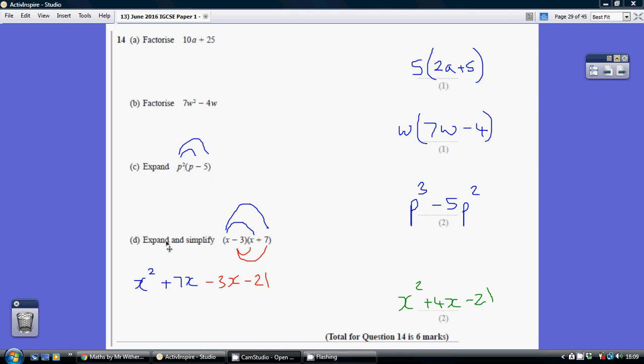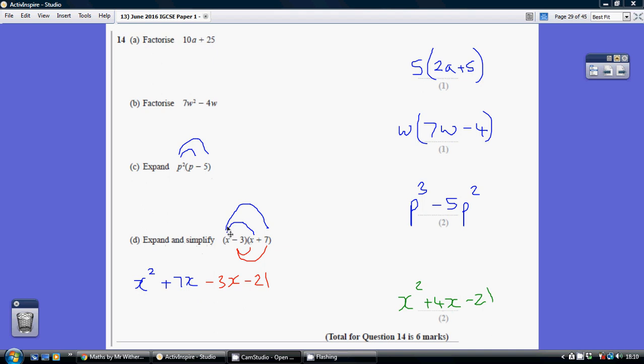Now part D, expand, that's getting rid of the brackets, and then simplify, gathering up the like terms. So let's start off by doing the expanding. So it's this times both terms in the bracket, then move over to the minus 3 and times that by both terms in the bracket.